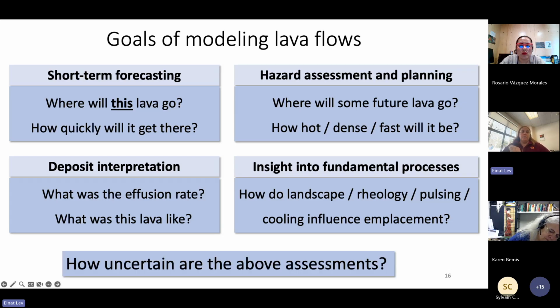And for all of these types of modeling, we always want to ask ourselves, how uncertain are these assessments? Even if we know what the vent is, what the flux is, what the lava is like, how uncertain are we about where it's going to go? Maybe there's uncertainty in the topography data. Maybe there's uncertainty in the properties of the lava because we can't directly measure it, and so on.